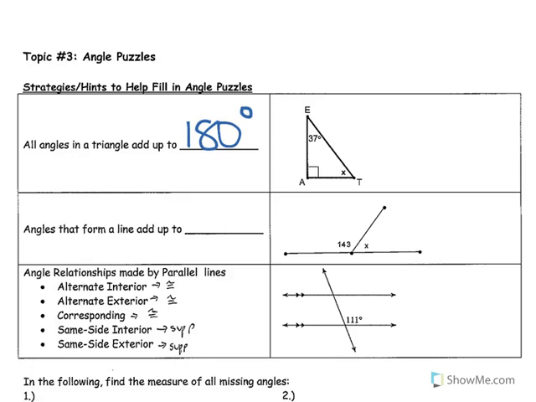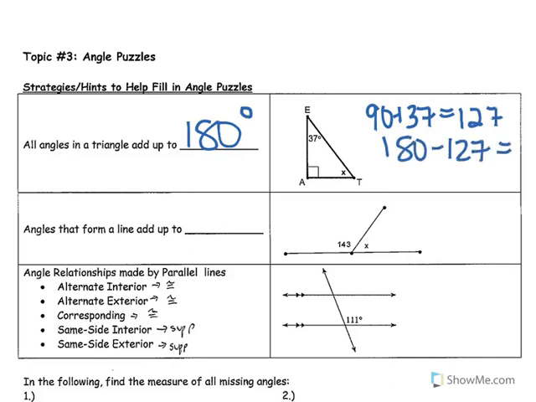So in this picture here, in triangle EAT, I have a 90-degree angle, a 37-degree angle, and one angle that's unknown. So I can take 90 plus 37, the two angles that I have, find their sum, which is 127, and take that sum away from 180. 180 minus 127, I believe, gets me 53. Yeah, that's right, 53. So that means that third angle is 53 degrees.